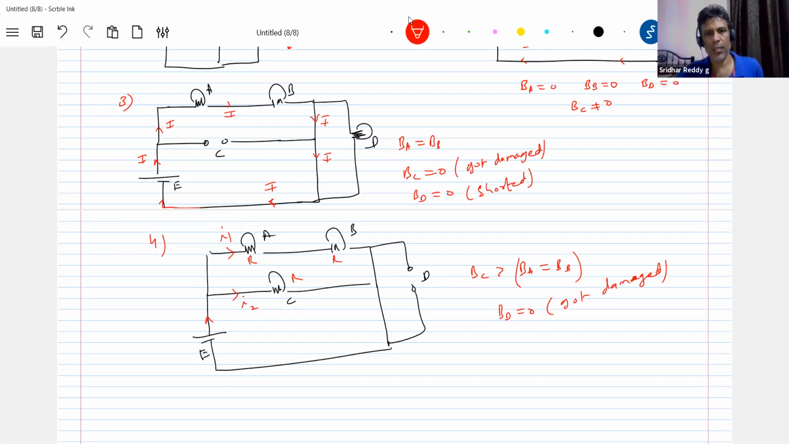Okay, fine. So these are some types of numericals you can expect with bulbs here. They just treat them as a resistor. Nothing big. Where a bulb comes, you have to treat it like a resistor.